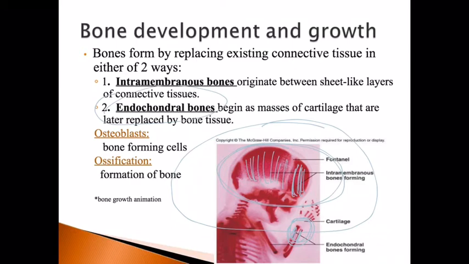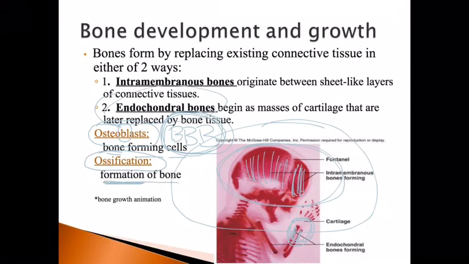All right, so osteoblasts are bone-forming cells. So I always say B, B. Blasts build bone. Blasts build bone. The process of this happening is called ossification. So that's the formation of bone. So ossification is the process of bone hardening. So if I said, what was the process of bone hardening called? You would say ossification. If I said, what cells build bone? You would say osteoblasts.